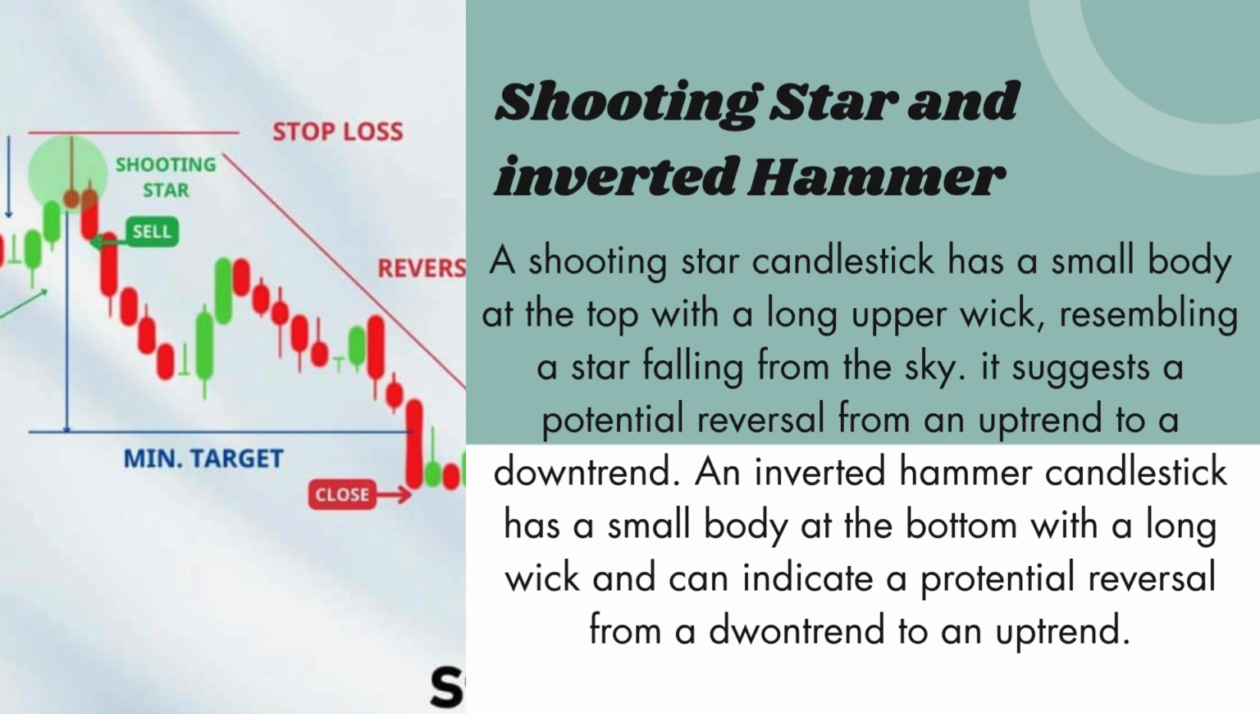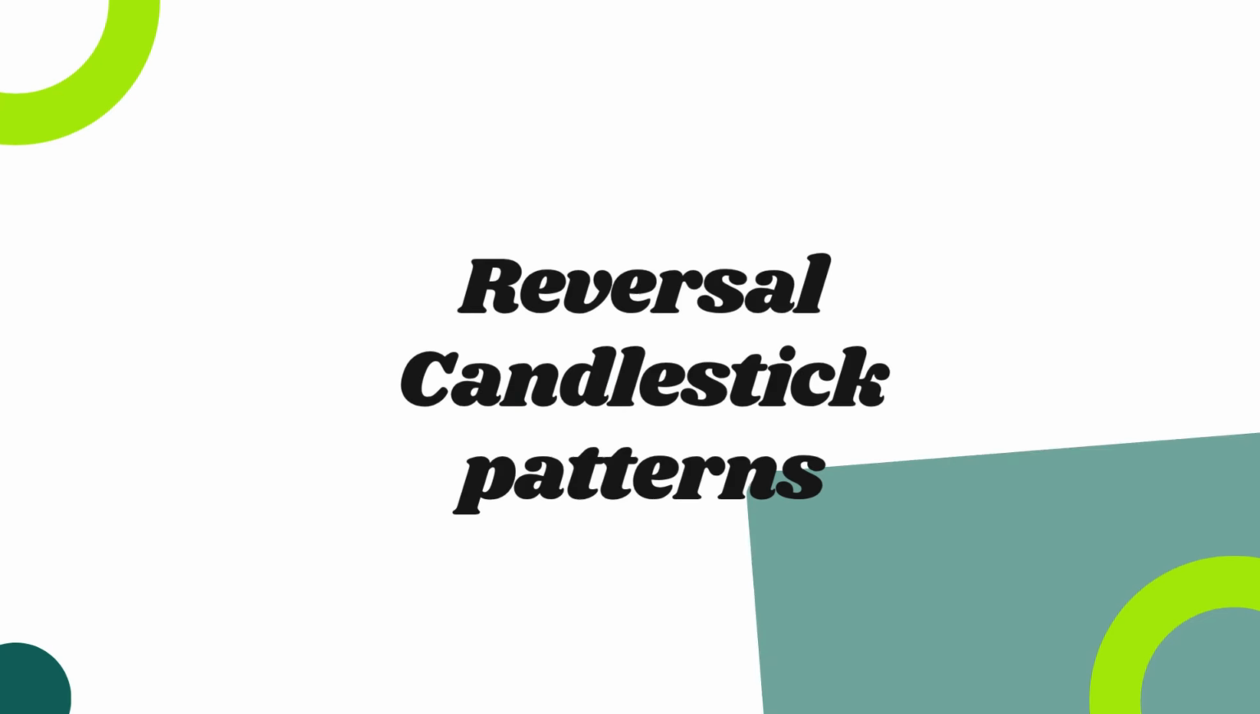Shooting star and inverted hammer. A shooting star candlestick has a small body at the top, with a long upper wick, resembling a star falling from the sky. It suggests a potential reversal from an uptrend to a downtrend. An inverted hammer candlestick has a small body at the bottom, with a long lower wick, and can indicate a potential reversal from a downtrend to an uptrend.